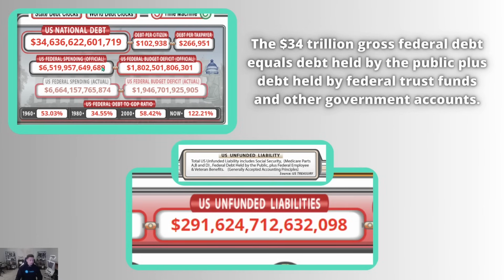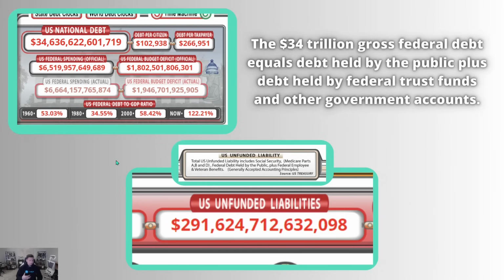A lot of people point out this debt that the US is in, but one of the biggest debts that the US is in is US unfunded liabilities, which is worth about $291 trillion. This total U.S. unfunded liability includes Social Security, Medicare Parts A, B, and D, federal debt held by the public, plus federal employee and veteran benefits. And this debt right here is an indicator to show you that Social Security will not last forever. The government is not going to bail you out in the end.